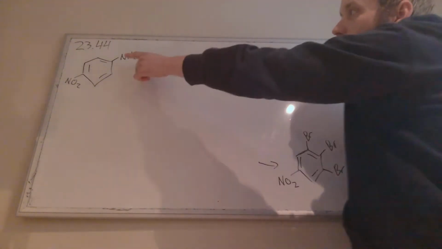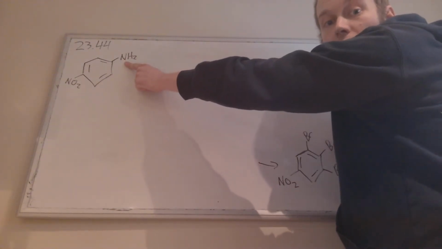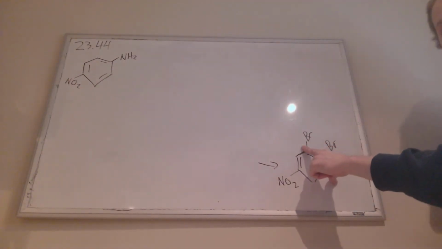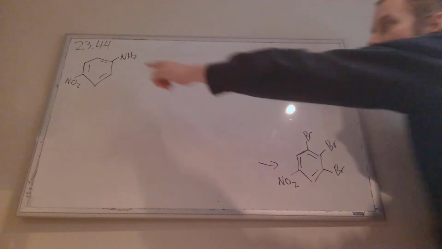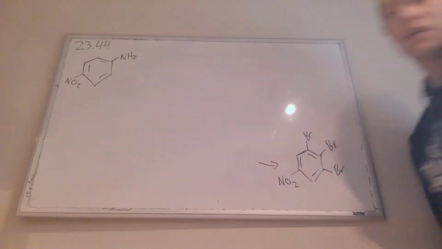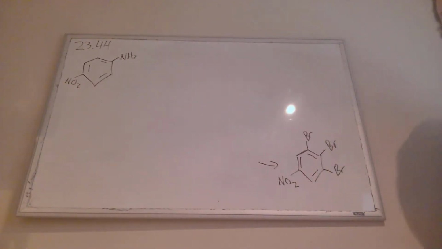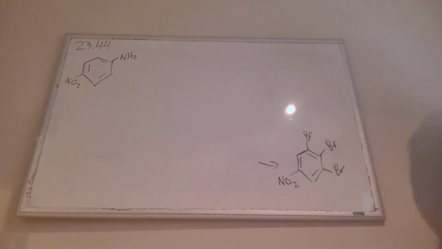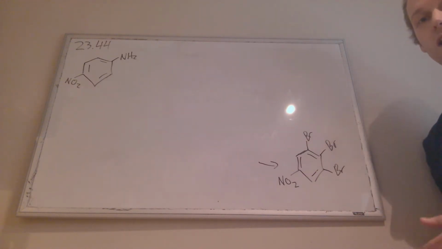Notice that we have initially an ortho-para director and a meta director. So installing these bromines should be relatively straightforward if we have this nitrogen still present and that nitrate still present. Also, this nitro group is one that we can convert to a diazonium salt and then eventually convert to pretty much anything else through a Sandmeyer reaction. So that's kind of the general strategy we're going to use.